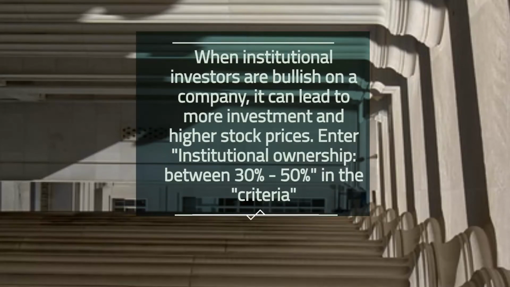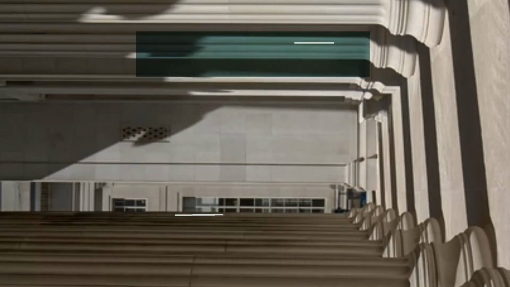10. Institutional ownership. When institutional investors are bullish on a company, it can lead to more investment and higher stock prices. Enter institutional ownership, between 30% to 50% in the criteria.